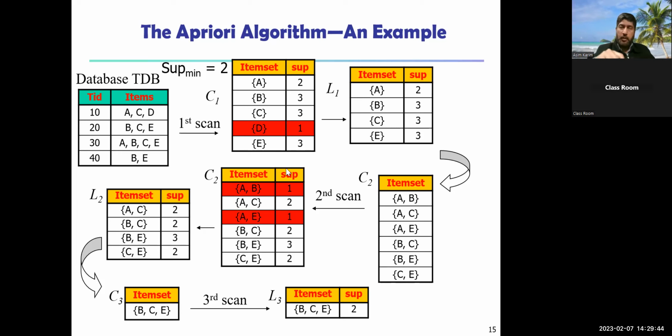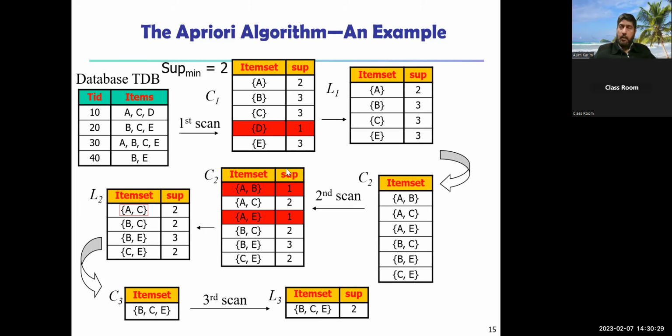Once you have generated these candidate two item sets, you scan the database again to count them, and the counts are written next to them. You notice that we have a count for AB as 1, so obviously this cannot be frequent. By our own specification, 1 is less than 2. This is also less. AE is also not frequent. So the ones that are less than 2 would be removed.